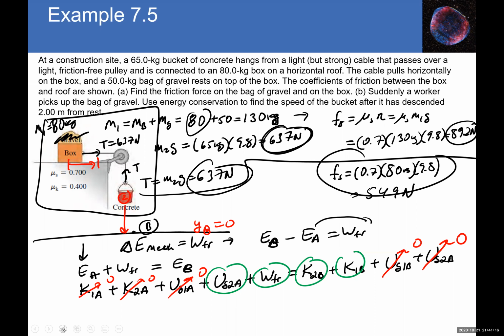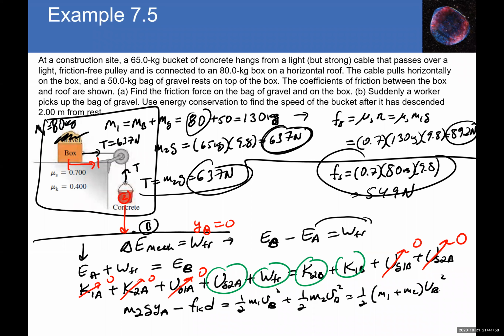Which means I can say this: m2 g yA, which is the gravitational potential energy of 2 at A, then minus work done by the friction, which is Fk times d, right? Fk times d. Then this is equal to 1/2 m1 vB squared plus 1/2 m2 vB squared. But both of them have the same speed. So in a way, this is 1/2 (m1 plus m2) vB squared.